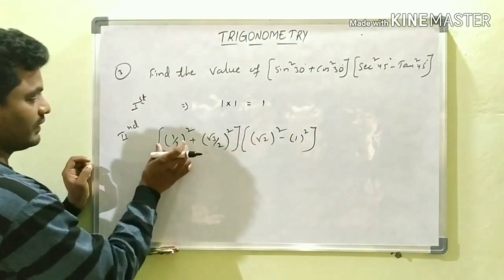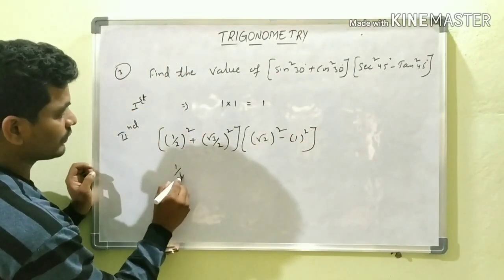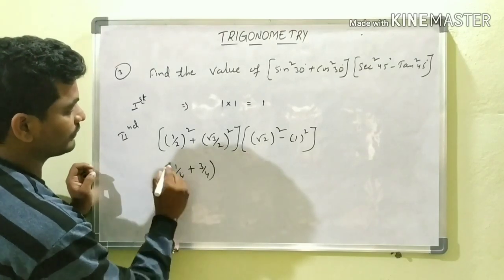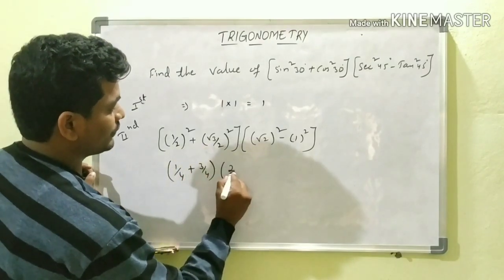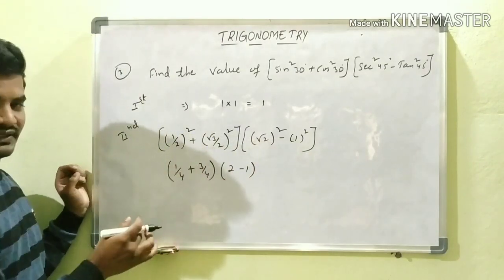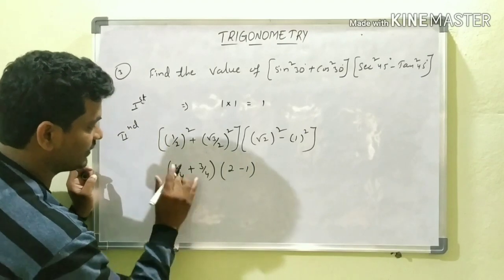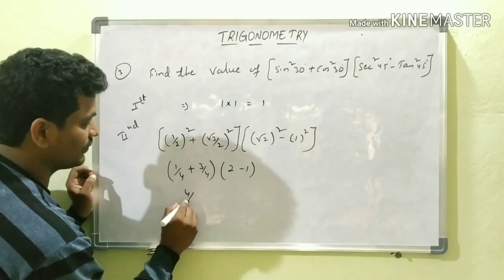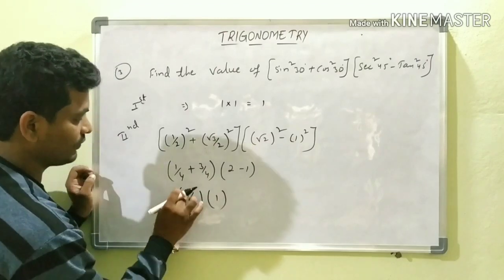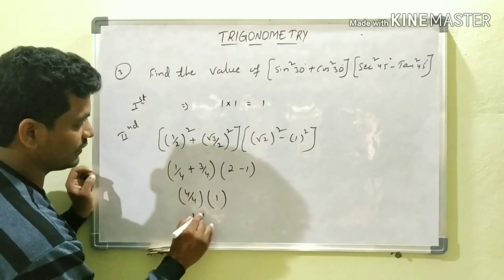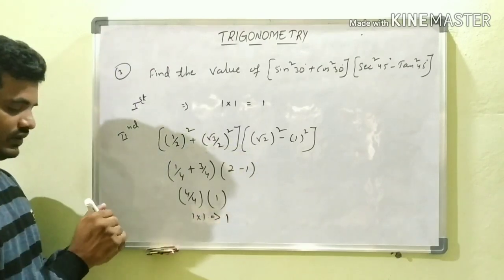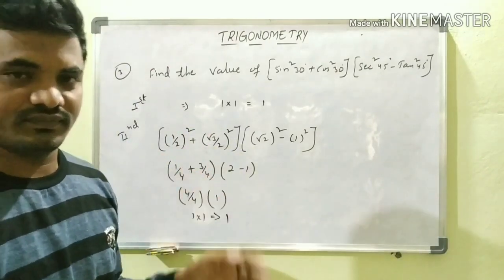It becomes 1 by 4 plus 3 by 4, and 2 minus 1. These are like fractions, so we can add directly. 1 plus 3 is 4, 4 by 4, and 2 minus 1 is 1. 4 by 4 is 1, 1 into 1 equals 1. In two ways we can write the answer.